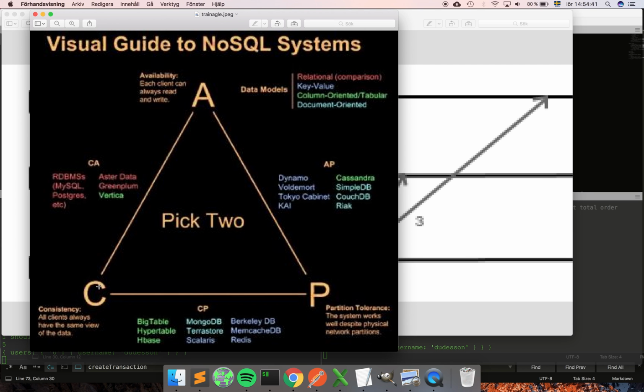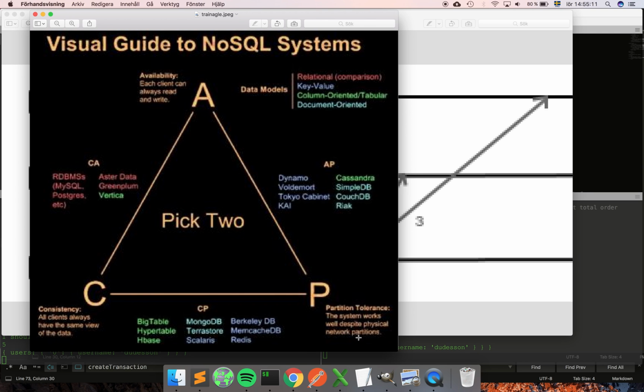So basically, in practice, what this means is that if you have multiple clients and they do, for example, a read to the database, they will all get the same data back always. So they won't get different data. And so that is consistency. And then you would have availability, which means that each client can always read and write. So you won't deny a client and have them waiting, but they will get to read or write.